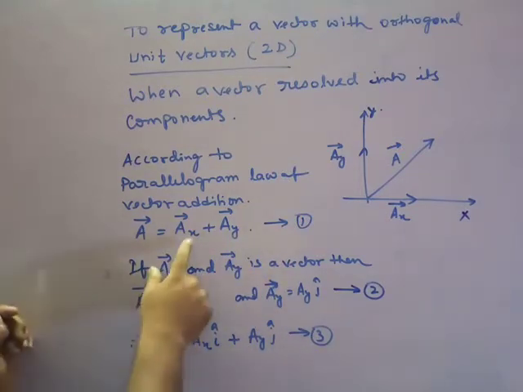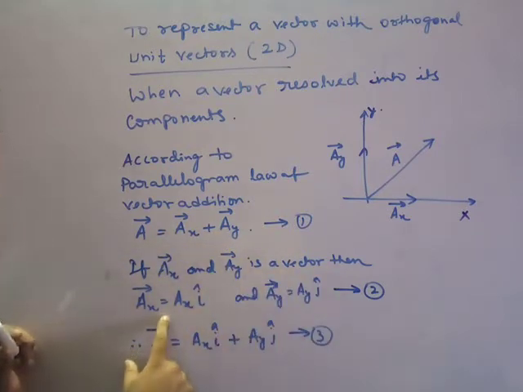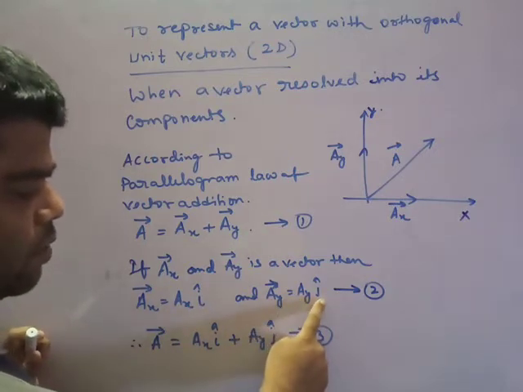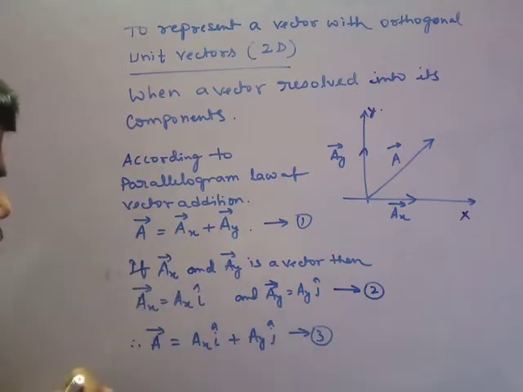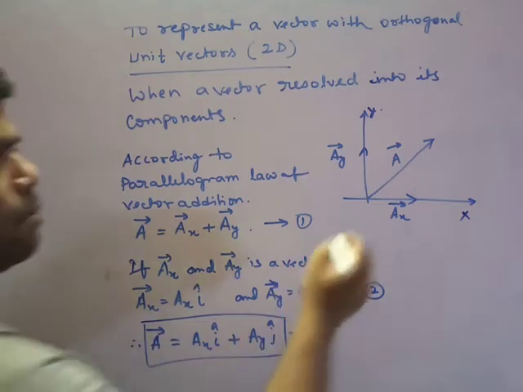But here, ax and ay are vectors, and a vector can be written in the form of magnitude and direction. A vector has magnitude and direction. Let me write this here. So this is a representation of a vector. Is it right? Let me give an example.